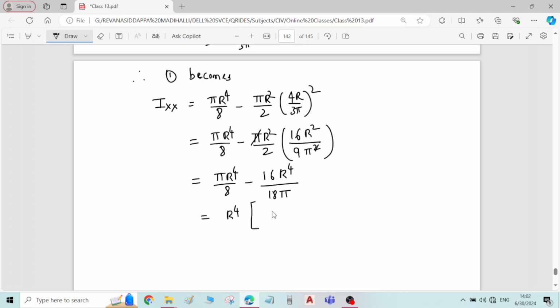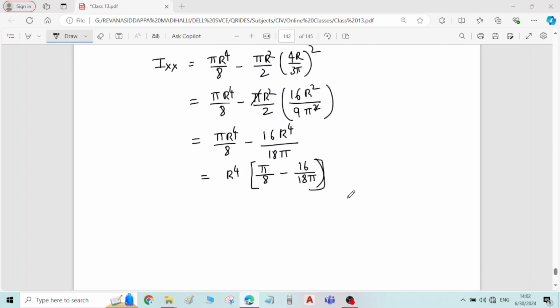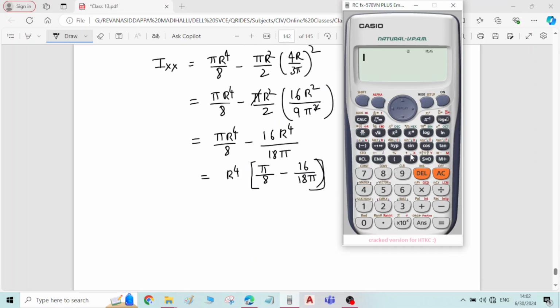In the bracket, what we will get? It is pi by 8 minus 16 divided by 18 pi. Now we will find the value of this bracket term. Okay, pi by 8 minus 16 divided by 18 pi.